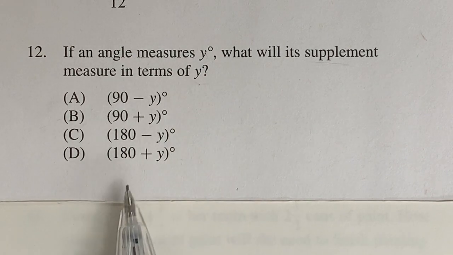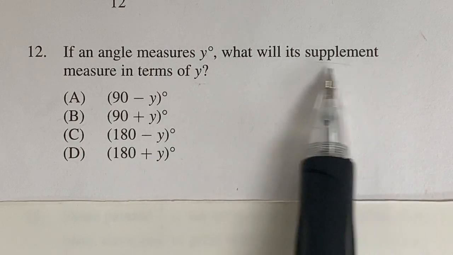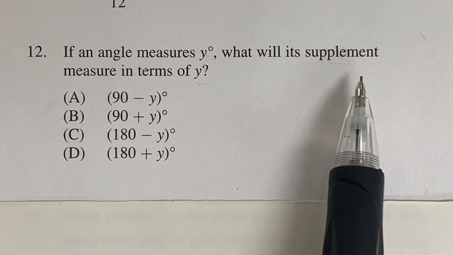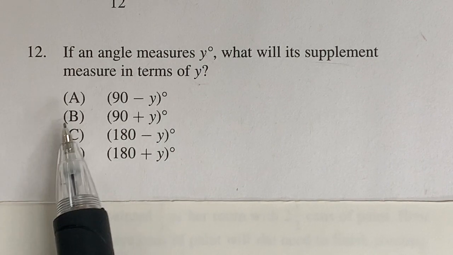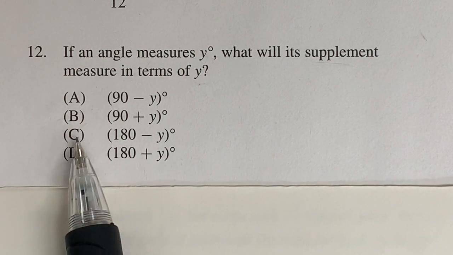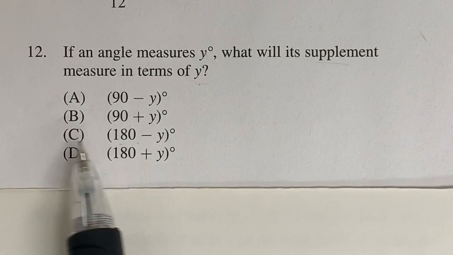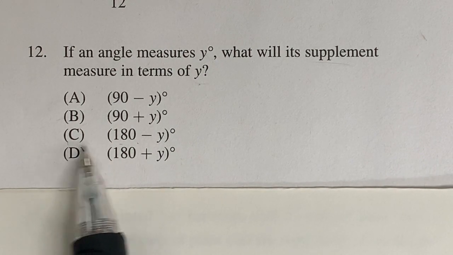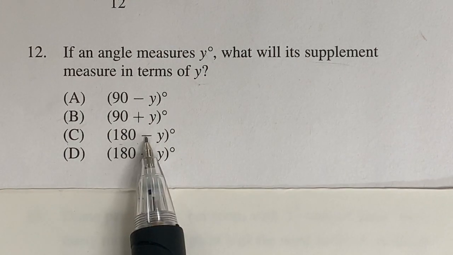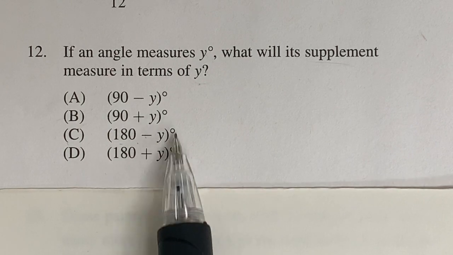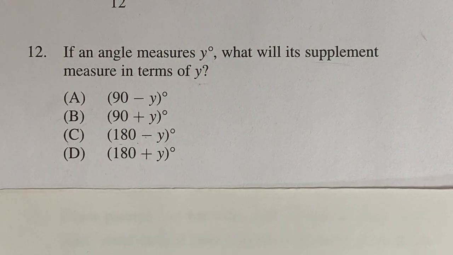So the first thing you've got to notice is that my answer has to have 180 because it's a supplement. If it was a complement, it would be 90. So I can already cross out A and B. I'm going to end up with C and D, 180. And here you have to know that your answer will have to be C, because every time you find a supplement, you have to get 180 minus the angle given. So C will be the right answer here.